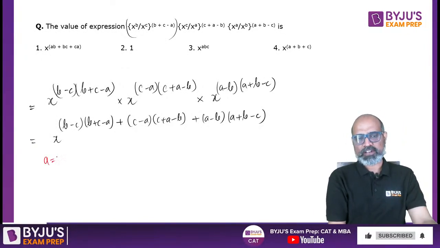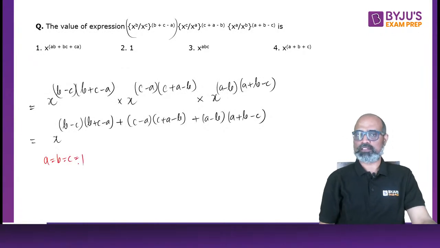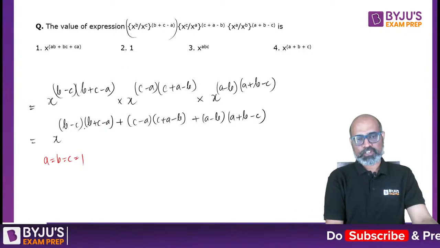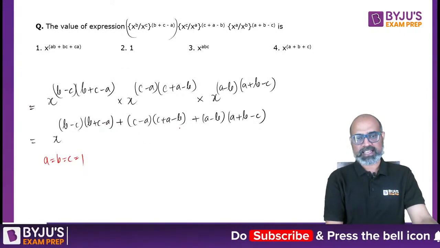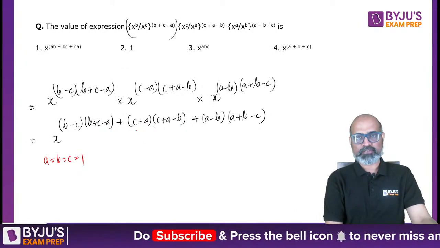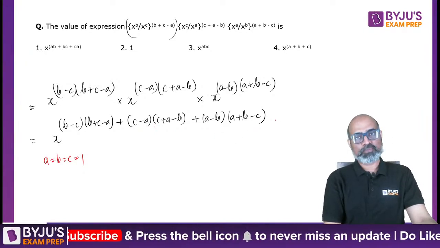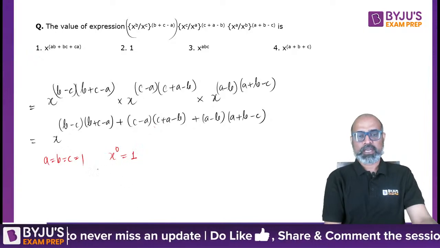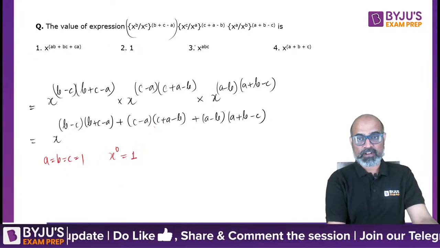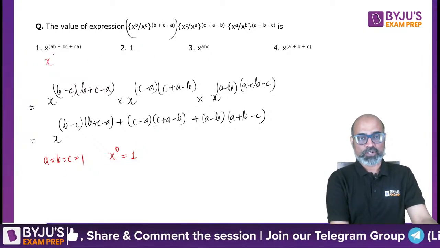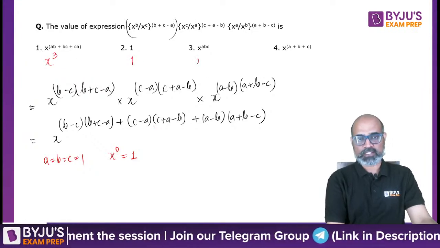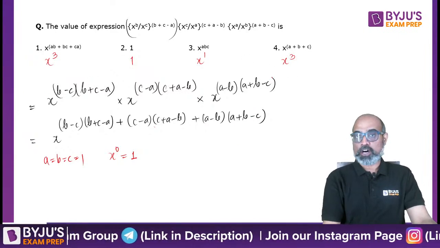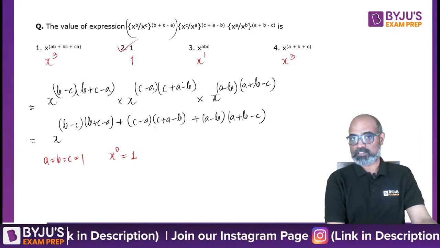Suppose I take the value of A, B, C each equal to 1 or 2 or 3, A, B, C all equal. So the first term will become 0 in the power, the second will also become 0, c minus a, 1 minus 1, 0. Third will also become 0, so x to the power 0 is what you will get, which is 1. But if I put A, B, C as 1, 1, 1 in the options, this is going to give me x cube, this is 1, this is x to the power 1 and this is x cube as well. So going by the options, we are pretty sure that second should be the answer.